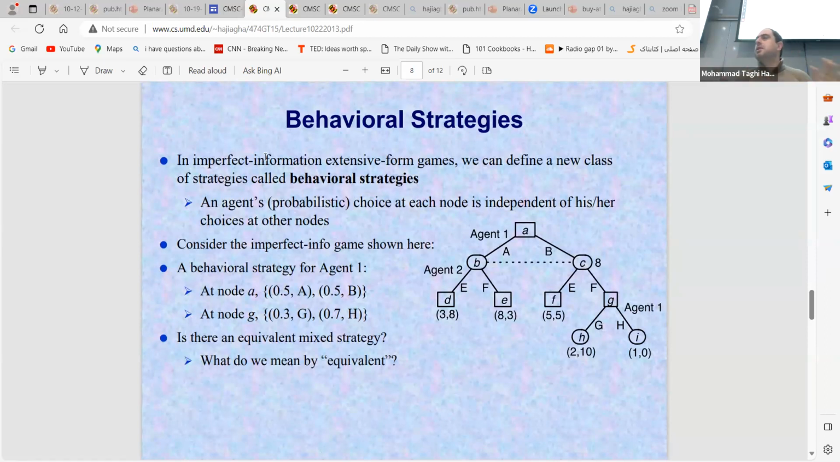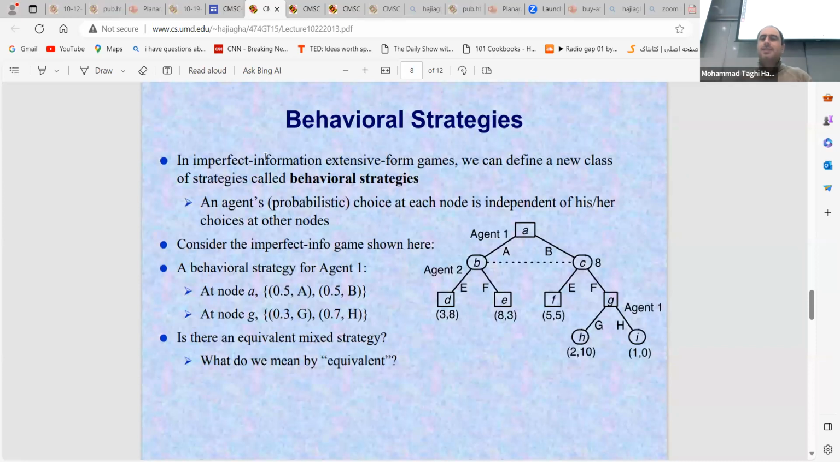So we have seen essentially the imperfect information game. We can model it as a normal form game and vice versa. These are the same modelings. Now let us talk a little bit about a new class of strategies. So far we talked about pure strategies and mixed strategies, and we have mentioned how you can get them.